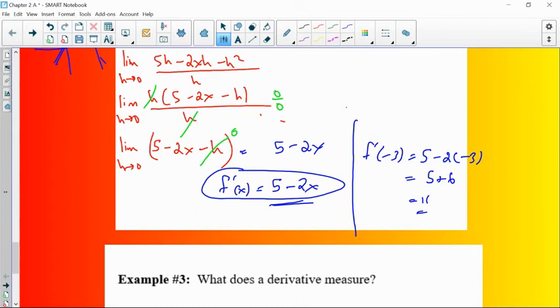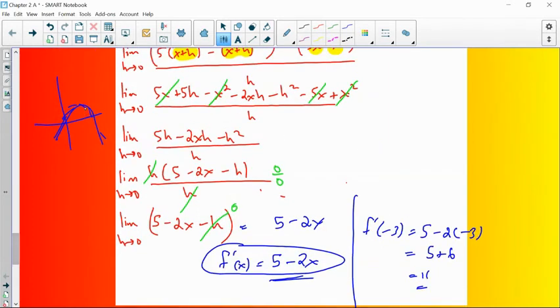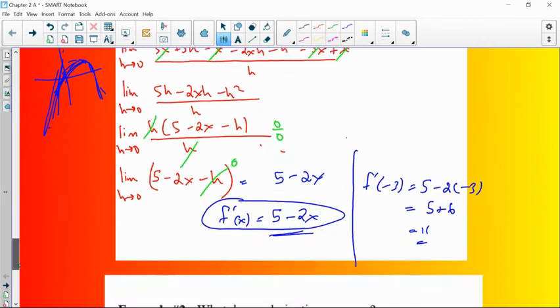That's a really steep slope. But if you think about it, if you have a parabola and you start going over here to -3, the slope of that tangent line is going to be pretty steep in a positive direction. Okay, so that's exciting. I like that.